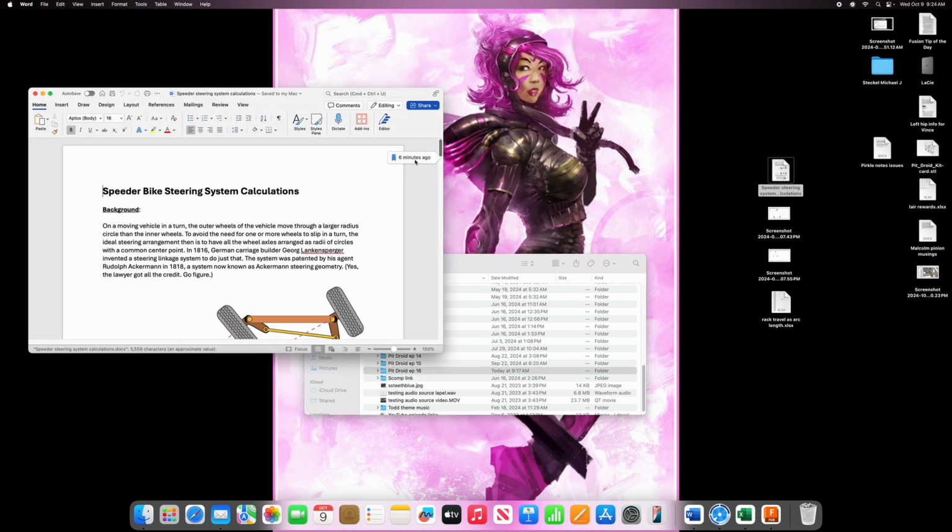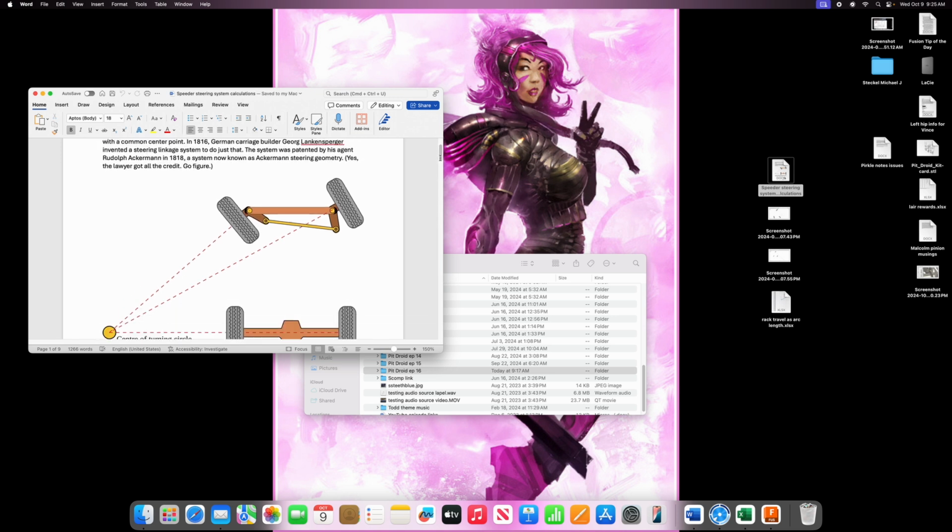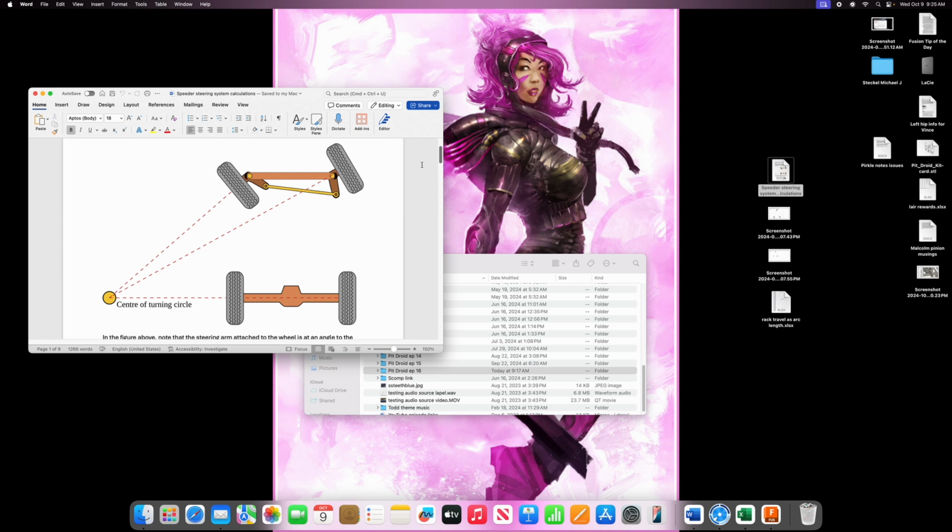So first thing is, I've talked about this Ackermann steering geometry thing. It's actually named after a gentleman named Rudolf Ackermann. Turns out he wasn't the inventor of it, though. The inventor is a gentleman named Georg Lankensperger. Ackermann was Lankensperger's agent, aka his lawyer. So it's the lawyer's name that gets attached to it, not the actual inventor. So go figure.